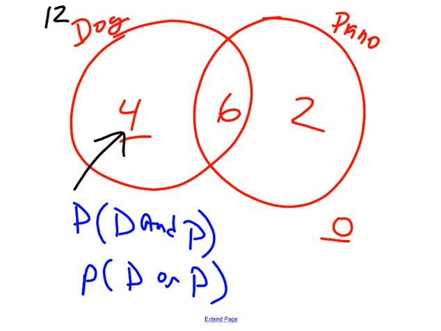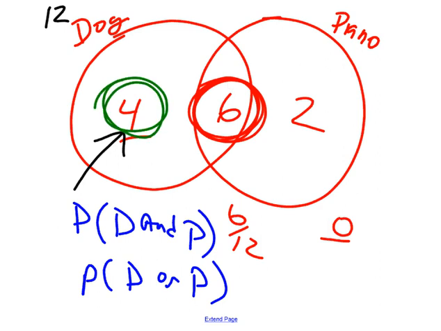Okay, here's the difference. And means they have to have both. So this is a small answer. It's only this. So 6 out of 12. Raise your hand if you had 6 out of 12. Awesome. Then ors are big answers. And ors you add this.